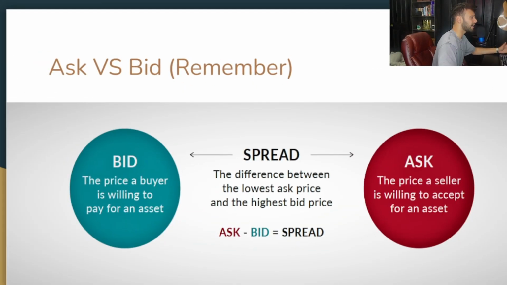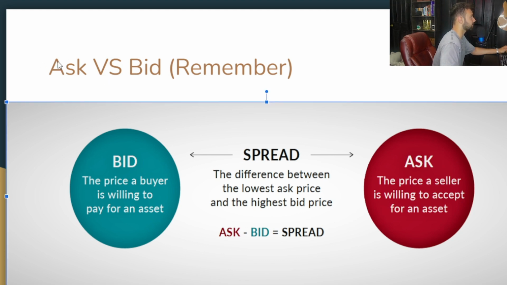All right, so before we actually get into depth about what the bookmap is, how to read it, what I look for, you first have to understand the difference between the ask and the bid. Big difference between these two. When you're trading futures, options, contracts, stocks, whatever it is, you always see the bid price and you always see the ask price. So what is the bid and ask price? The bid is the price a buyer is willing to pay for an asset, no matter what it is. And the ask is just the price a seller is willing to accept for an asset.